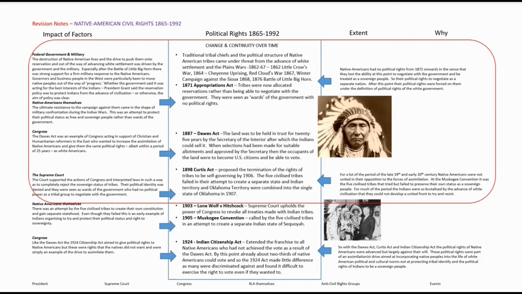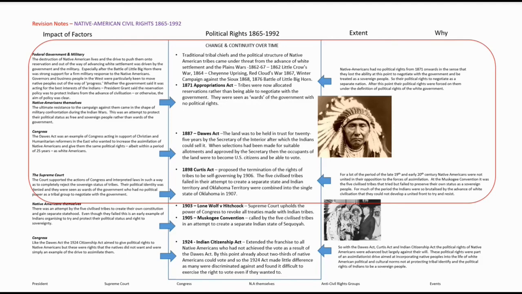Again, we need to think about the impact of different factors. So the federal government and the military, Native Americans themselves, Congress and Supreme Court. We need to think about what impact these different factors had at different times and how much change there was and why. That's the heart of this synthesis element of this course, that we need to think about how much changed, why it changed, what was the extent of change, what factors brought about that change or continuity. And that isn't different for Native Americans than it was when we were looking at African Americans.